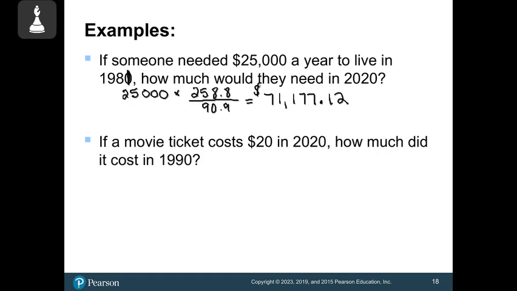If a movie ticket costs $20 in 2020, how much did it cost in 1990? So we're going to use our $20 times our CPI of 1990. This one's going to go first. If I look at that table, it's 130.7 divided by the CPI for 2020, which is 258.8. And this is going to give me $10.10 for a movie ticket back in 1990.